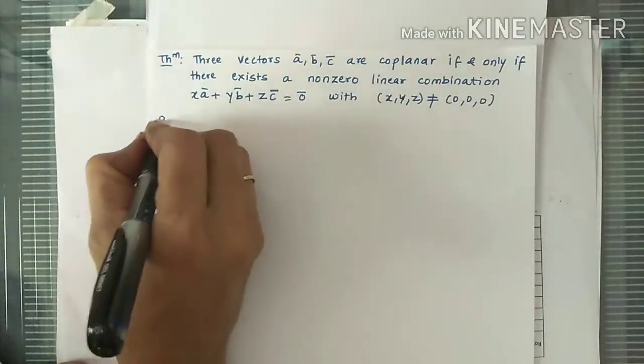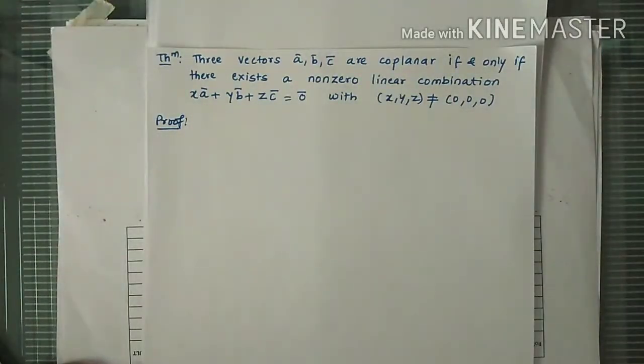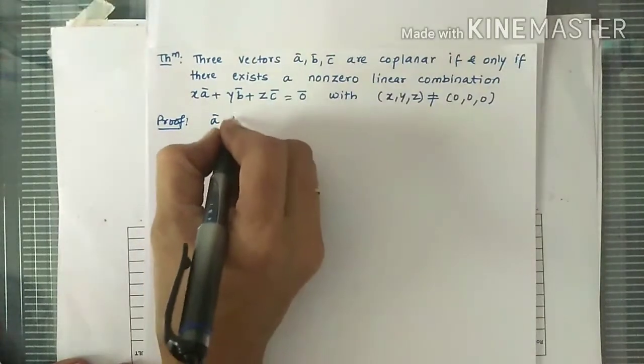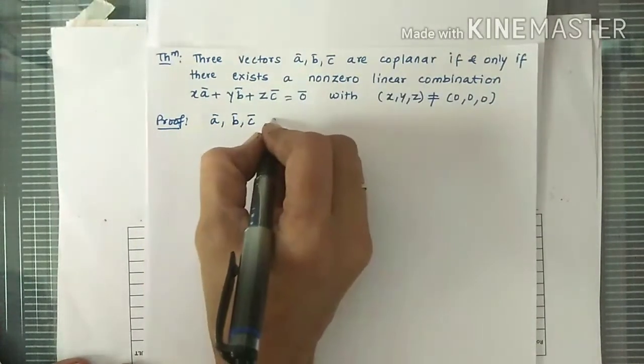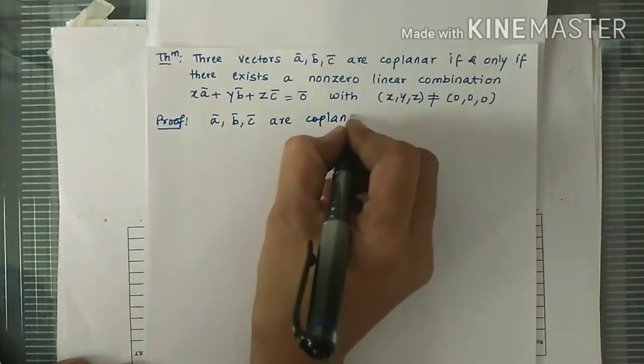Okay, let's see the proof. It's really a very easy proof. Considering the first theorem, we are going to prove this. Suppose A bar, B bar and C bar are coplanar. So first of all, we are assuming that these three vectors are coplanar.